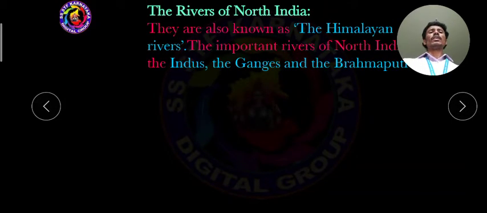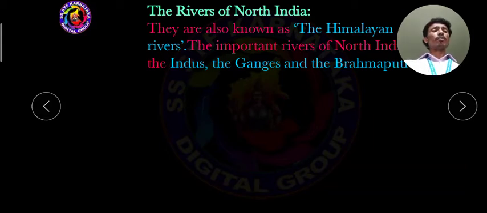First, the rivers of North India. They are also known as Himalayan rivers. Which rivers? The rivers of North India are also known as Himalayan rivers. Why should we consider this? Most of the rivers originating in the Himalayan peaks are perennial because they are fed by the melting snow throughout the year. So this is the reason the rivers of North India are also known as the Himalayan rivers.